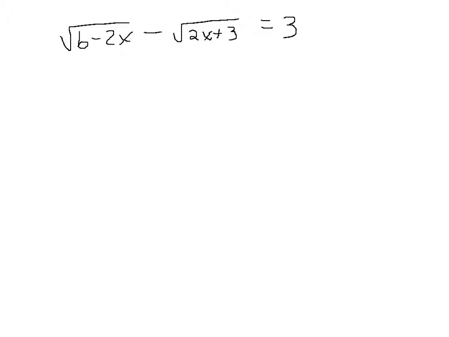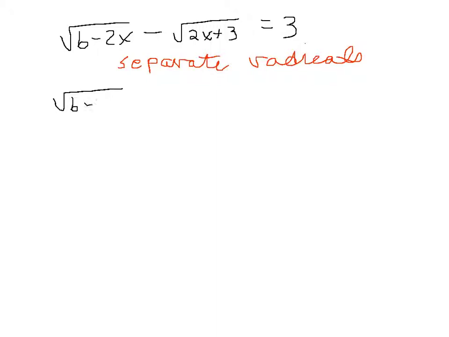Okay, so here's another level of difficulty. What you notice is we have two radicals here. And the trick here, well, not the trick, but the strategy is that we need to separate the radicals. In other words, rewrite this problem like this: square root of 6 minus 2x is equal to 3 plus the square root of 2x plus 3.